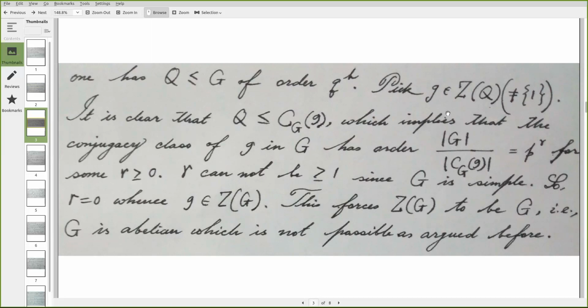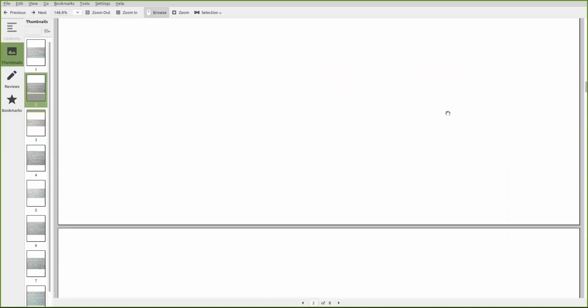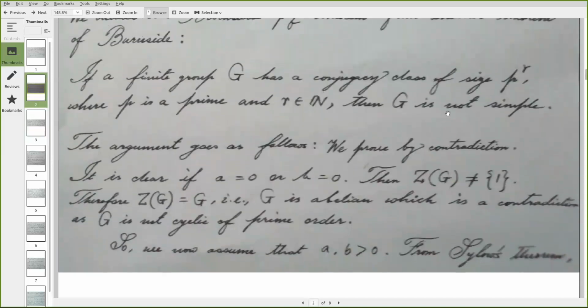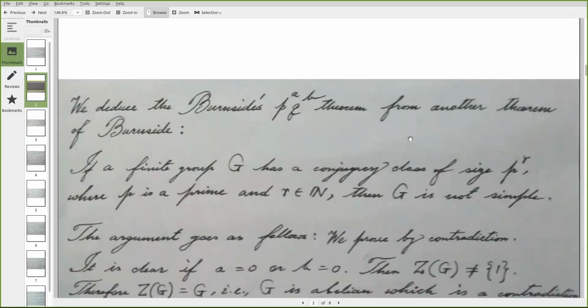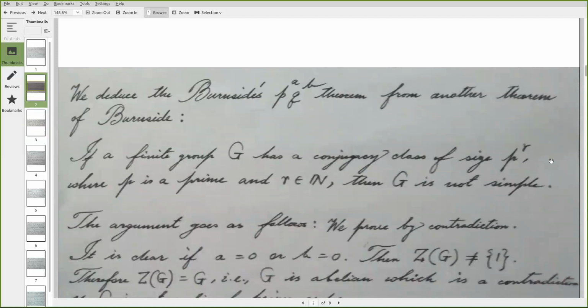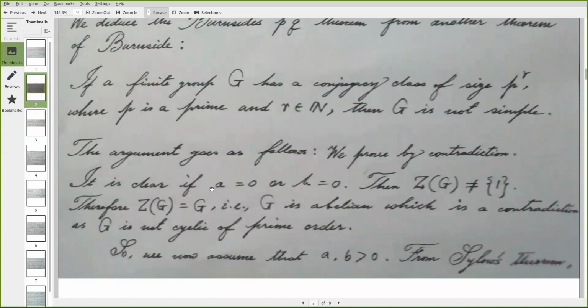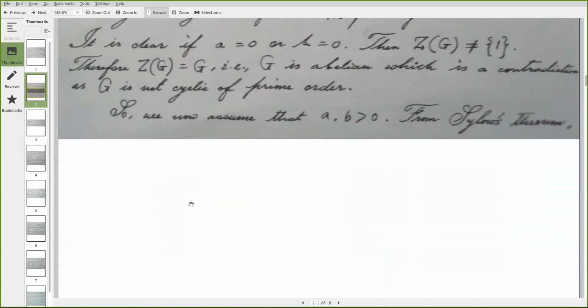So let me just again quickly go through the argument. What we are doing is the following: we prove by contradiction. We prove the p^a q^b theorem from another theorem of Burnside's, which says that if a finite group has a conjugacy class of order p to the power r, where p is a prime and r is a positive integer, then G cannot be simple. The proof is by contradiction. The proof is clear when a or b is 0, so we assume a and b both are non-zero.